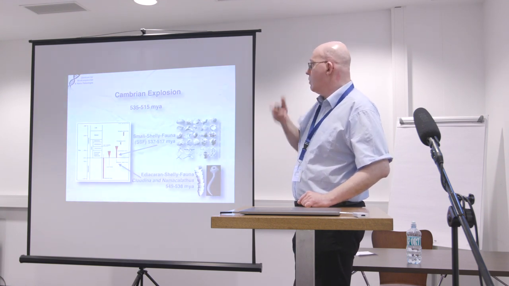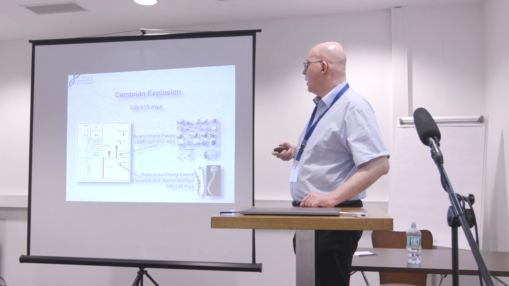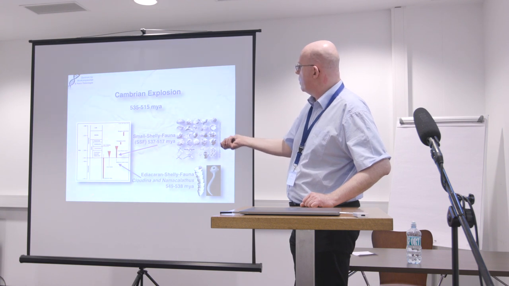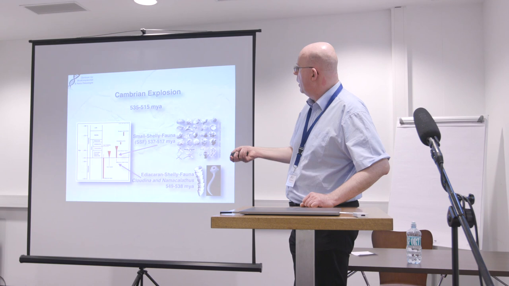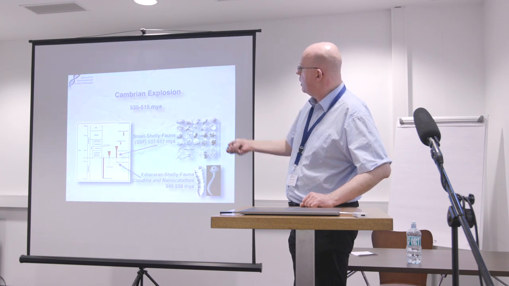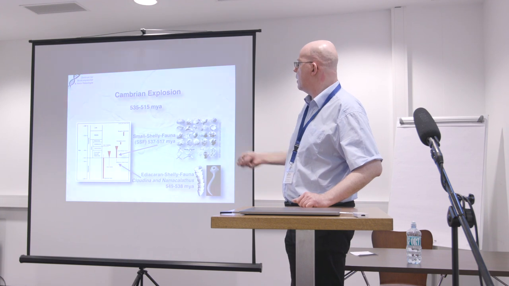Another attempt to explain the Cambrian explosion away was this so-called small shelly fauna. What you have here is a time axis of Earth history. Here's the transition between the pre-Cambrian and the Cambrian. Here's the Ediacaran time, here's the Cambrian time. And this small shelly fauna is very diverse in the Cambrian. Then you have this very thin line, this means less diverse in the Ediacaran.